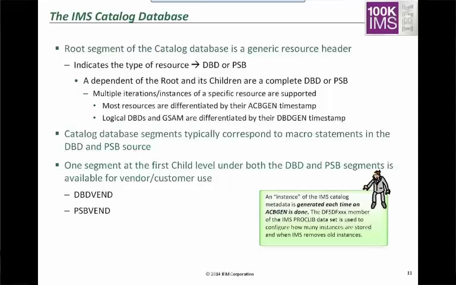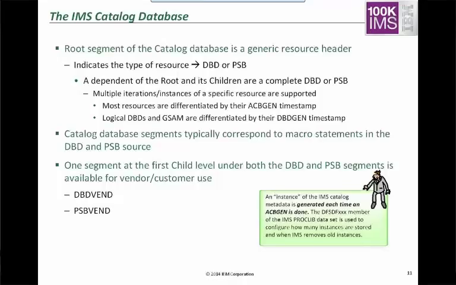Every time you do an ACB Gen, an instance of that is created in the catalog. So you'll hear this term more and more. An instance of the IMS catalog metadata is generated each time you do an ACB Gen. In the DFSDFxxx PROCLIB member, you can configure how many of these instances are stored in the catalog. And then we came up with this instance concept because, with ACB libraries, you've got two ACB libraries. You've got an active and an inactive. And whenever you change an ACB library, you do it in the inactive, and then you do a switch.